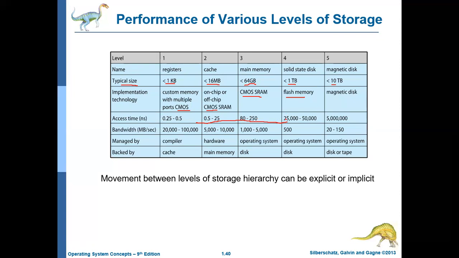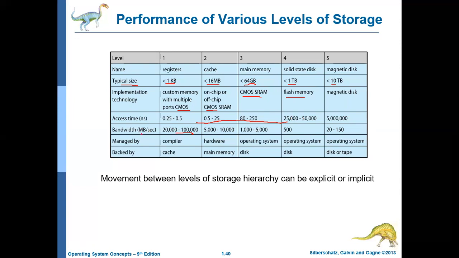Whereas if you see solid state disk, it takes this much time for the processor to access, 25,000 to 50,000 nanoseconds. Magnetic disks even more. Bandwidth represents the amount of data transfer, at what rate they can transfer data. If you see, these devices can transfer data at a much faster rate.